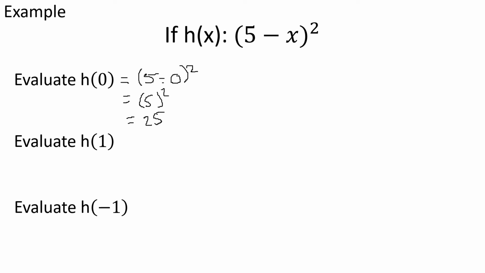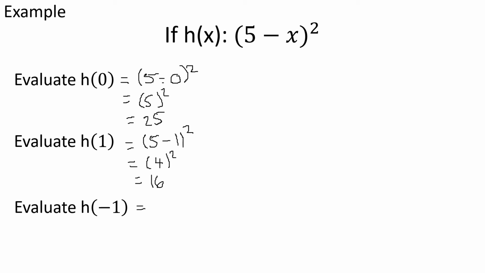Next one, whenever we see x, we need to substitute in 1. So we would have 5 minus 1. So careful here, remember my function is 5 minus x. I've done 5 minus, and x is just 1 here. So I need to make sure we're watching our negatives, and that function is all squared. So we would have 5 minus 1, which is 4, which is squared, so that leaves us with 16.